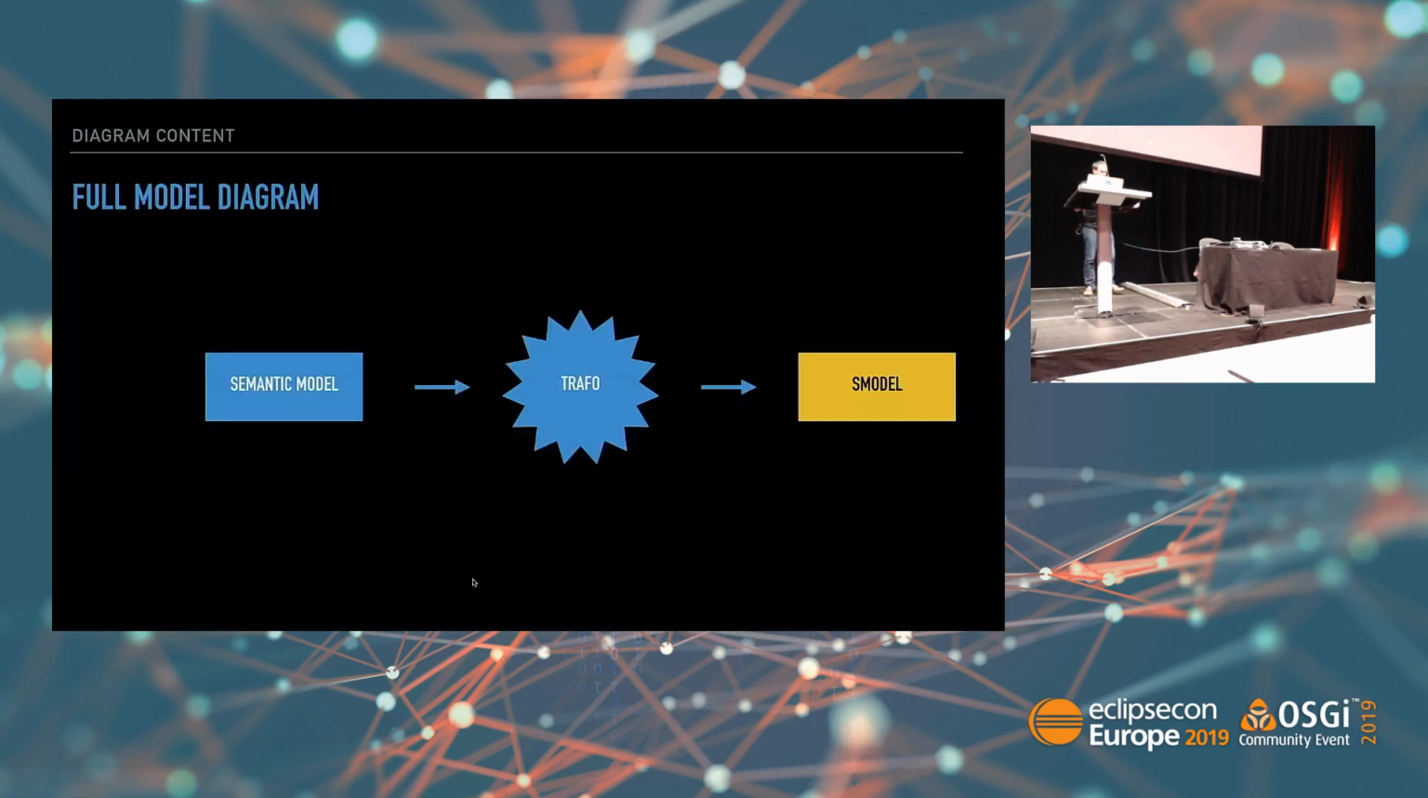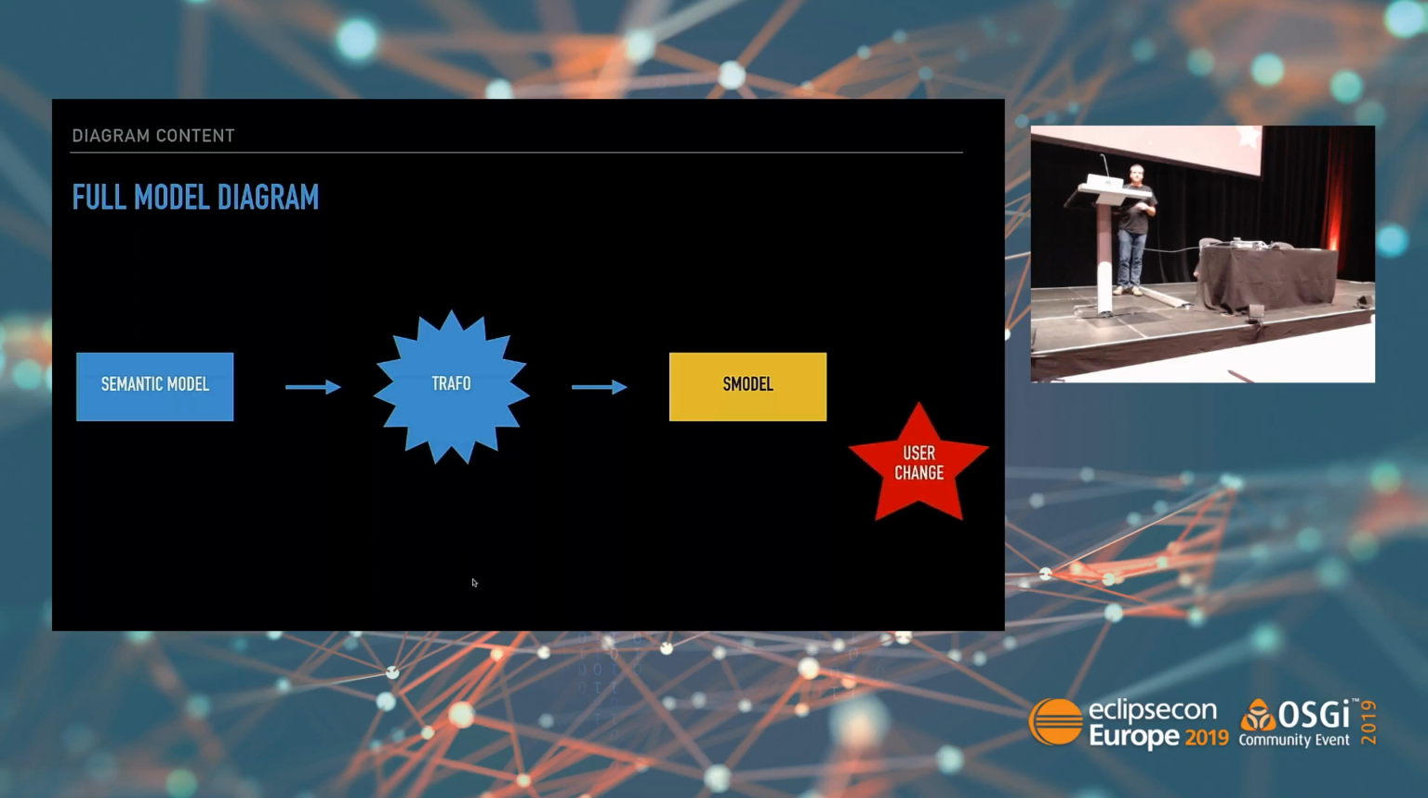So this is the flow of information. The full model story is easy. I can only put changes on the semantic model, in this case the text. Our transformation runs and updates the S model. There's no way to change the model from the user side, from the diagram side.